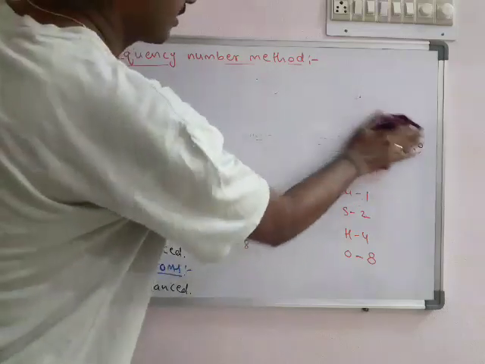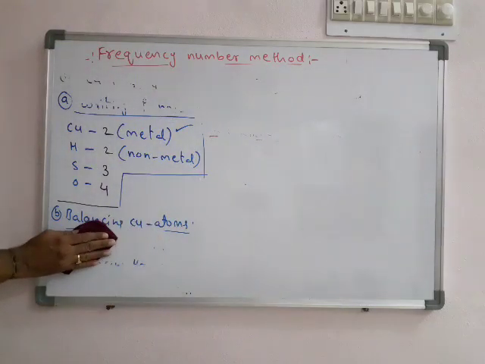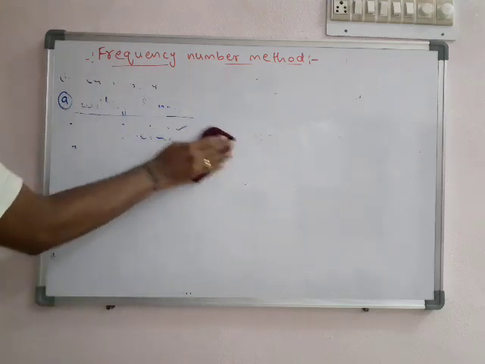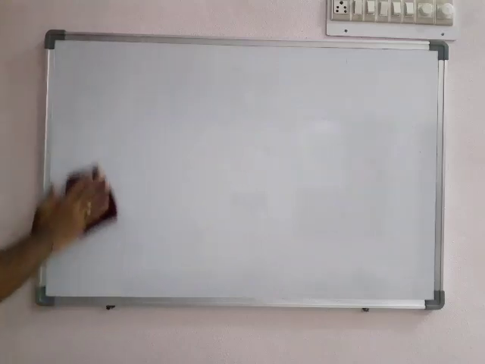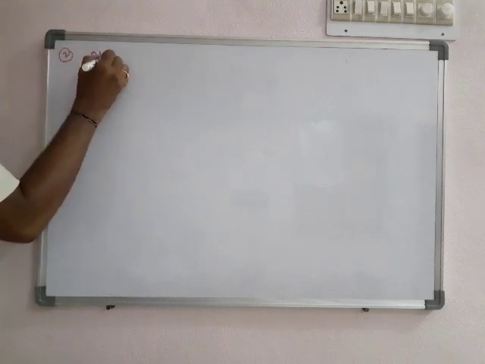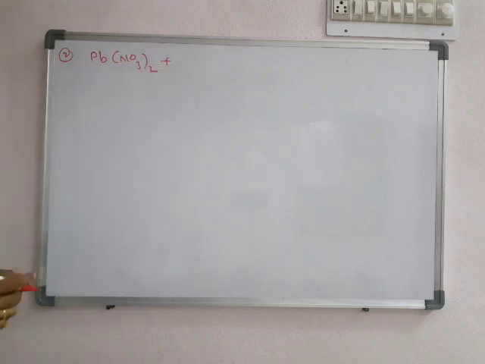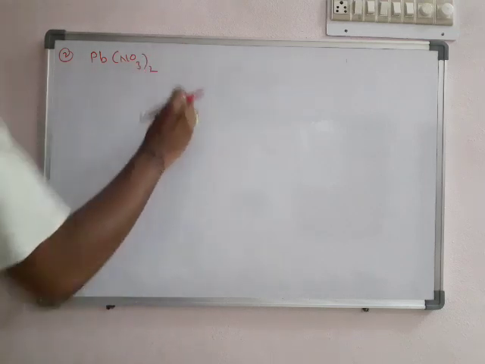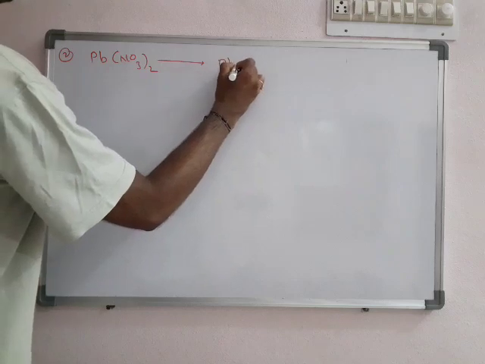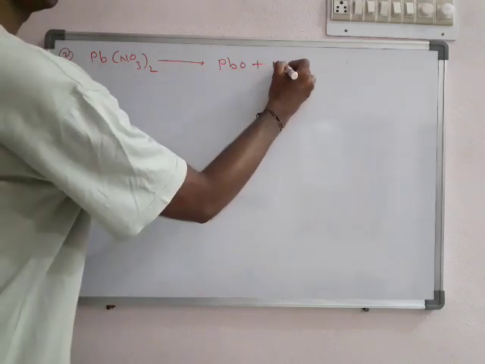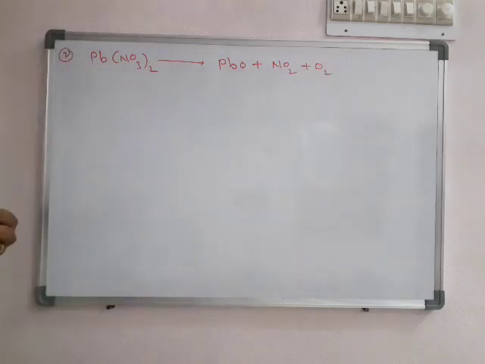Okay, let's see the next example. Take the next problem. It also looks simple. Lead nitrate reacts on decomposition. It is given lead nitrate decomposition. You know the name of this compound. This is lead nitrate, forming PbO plus NO2 and O2. This is the equation. We need to balance it.